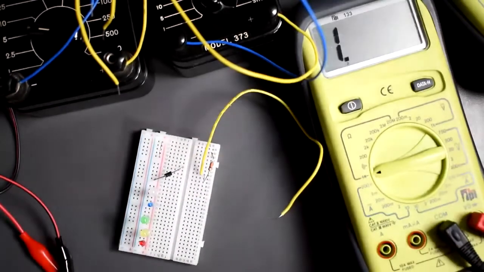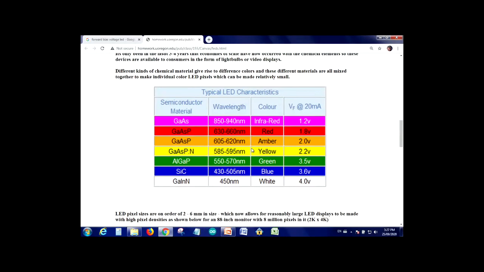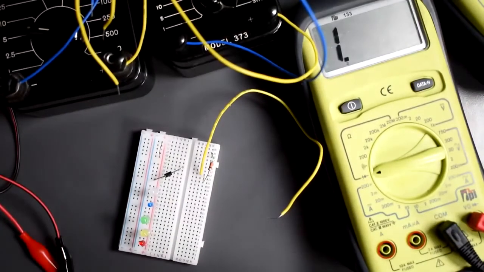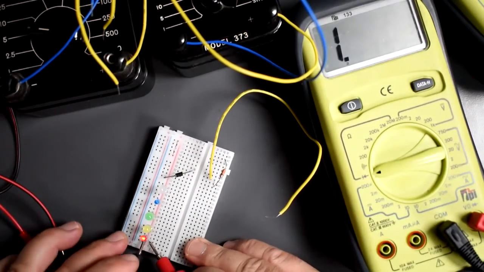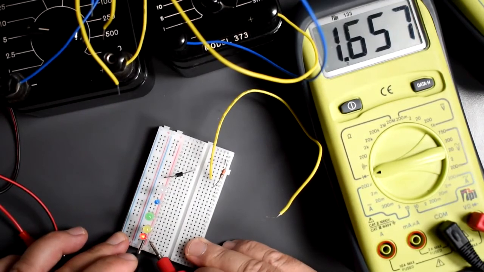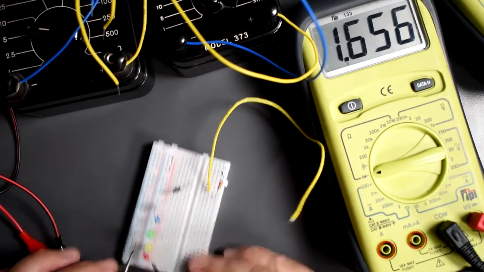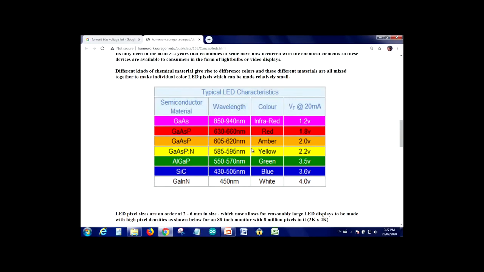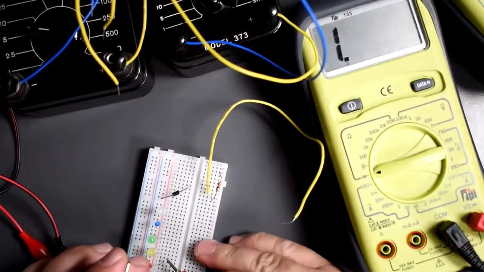Let's take a look at the table here. Red, 1.8. It should have 1.8. Again, what do we have? 1.6 did we have? So this was pretty close, almost 1.7. Okay. Now let's see what we have for the yellow. The yellow should have about, well, 2.2 volts. Okay, let's measure the yellow.